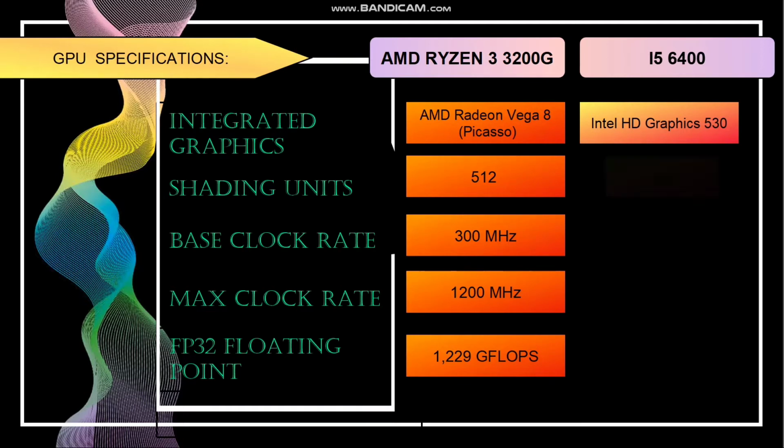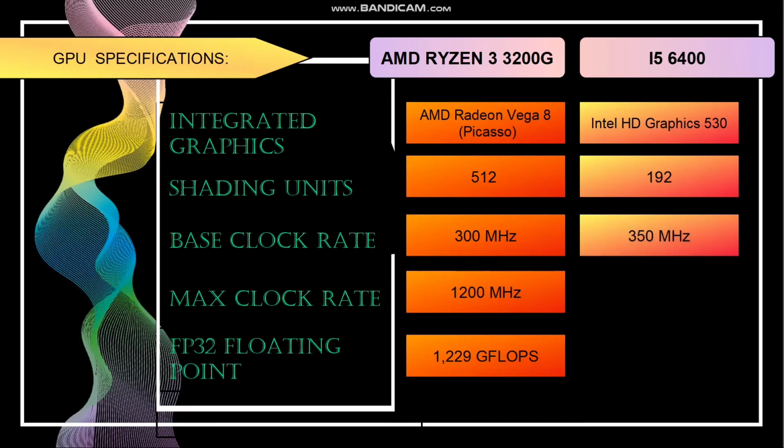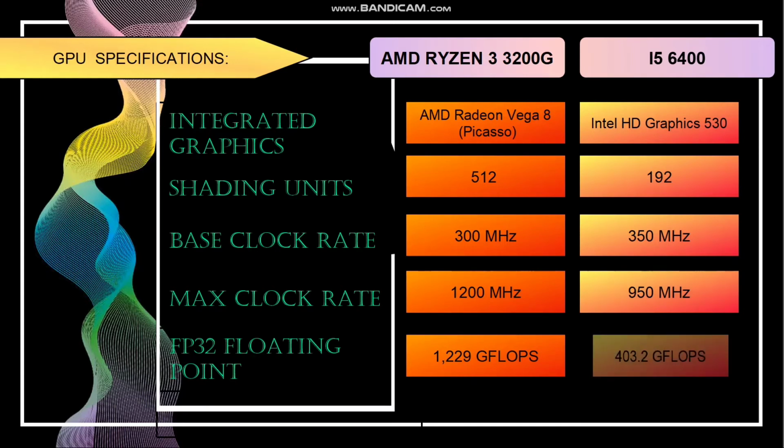shading units of 192, a base clock rate of 350 MHz, a maximum clock rate of 950 MHz, and an FP32 floating point of 403.2 GFLOPS.